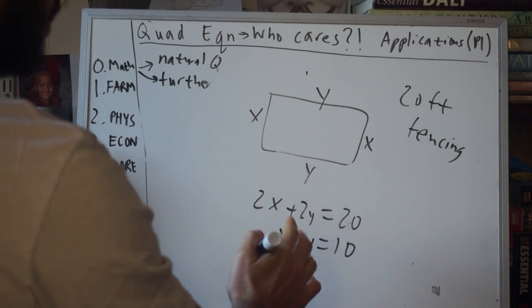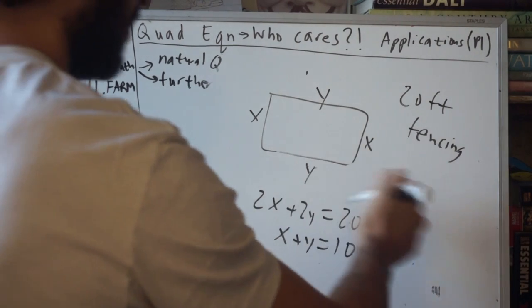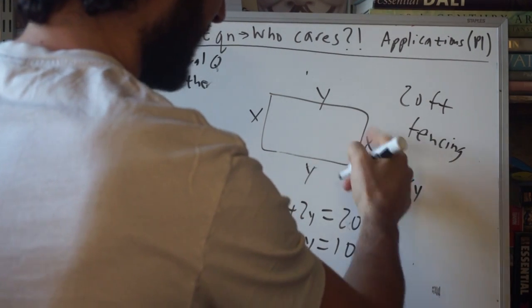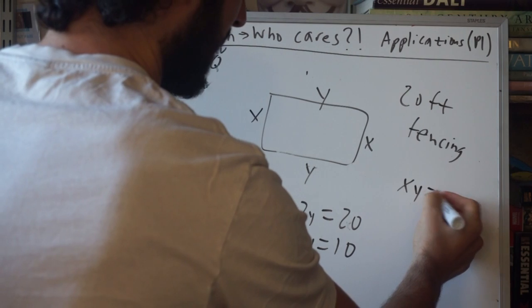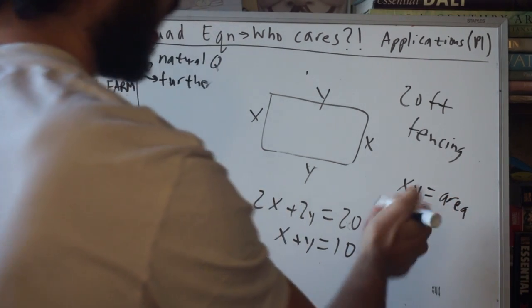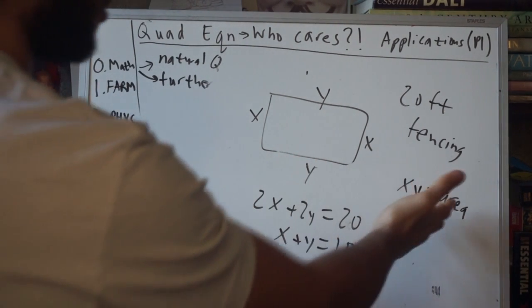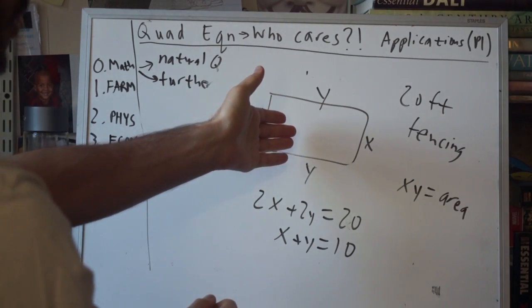So what we really want to do is maximize the area of this rectangle, which is x times y, length times width. And that's your area. And why do we want to maximize this? The larger the area, the more stuff you can grow on your land, right?